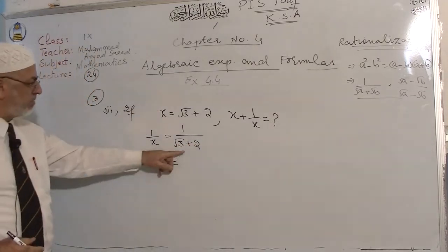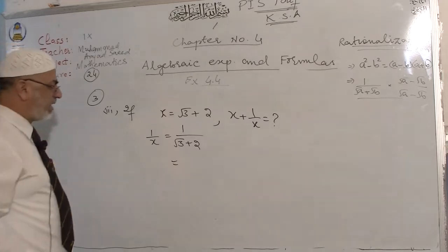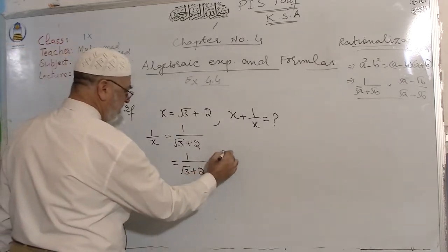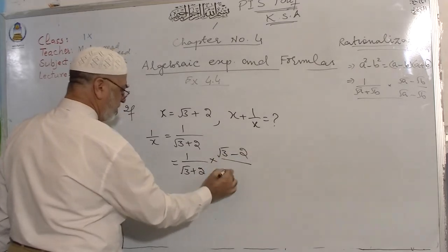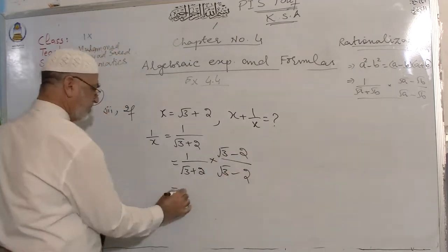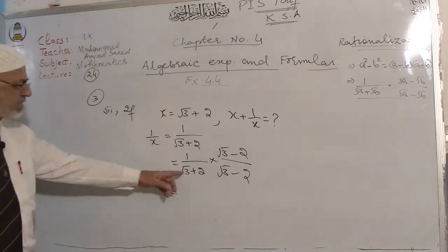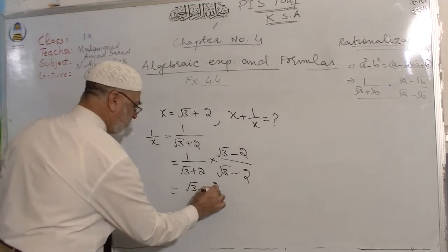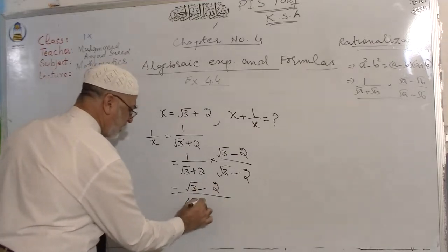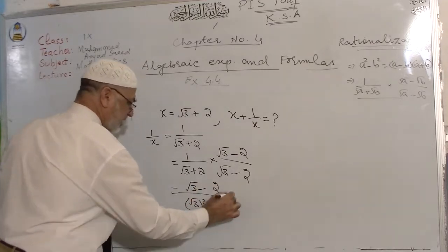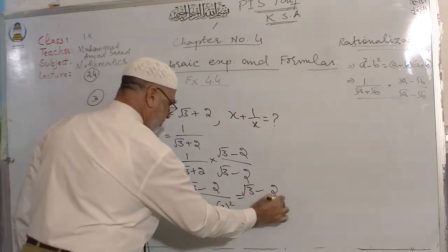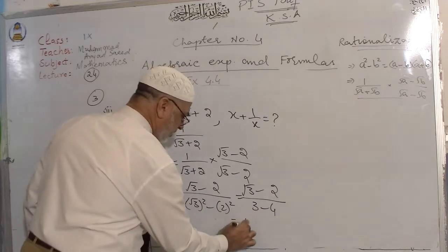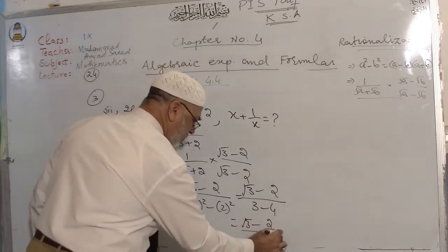Now, x is done. Multiplying above and below by the conjugate of the denominator, 3 under root minus 2. Change the sign in the center. 3 under root minus 2 over first square minus second square. 3 under root minus 2 over 2 and square root cancelled out, 3 minus 4. 3 under root minus 2 over minus 1.